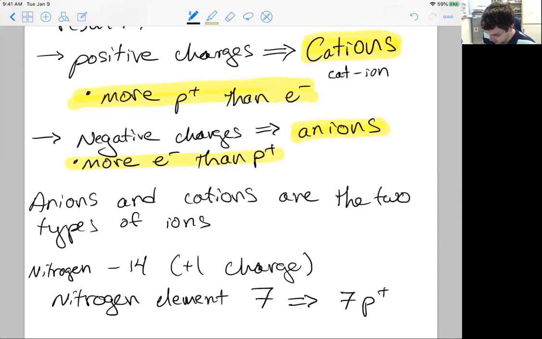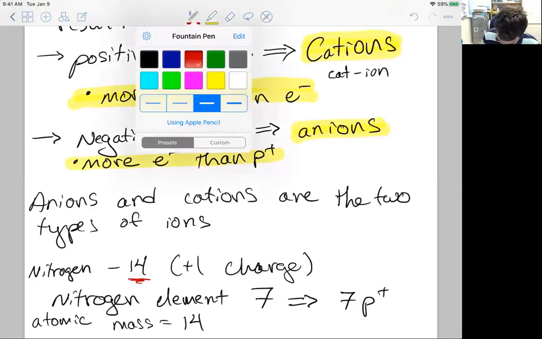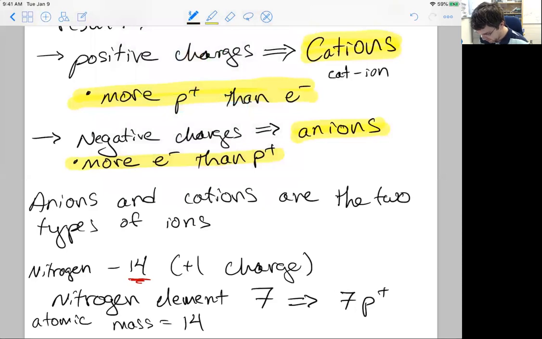Now we could do either the neutrons or the electrons next. I'll stick with the neutrons. So the atomic mass equals 14. Why? Because I said it equaled 14 in my definition of the atom, just the example that I provided for you. So the atomic mass of 14 is equal then to the number of protons plus the number of neutrons. So we have 7 neutrons.